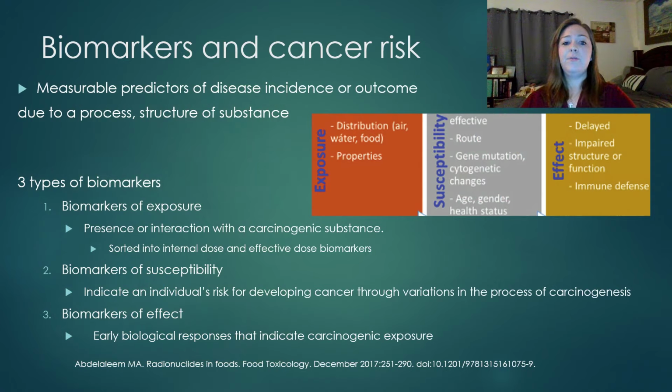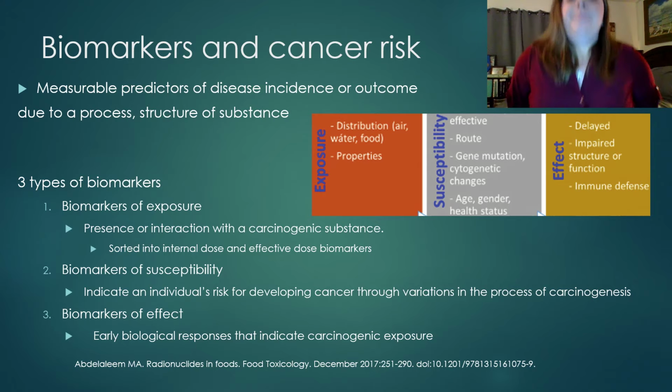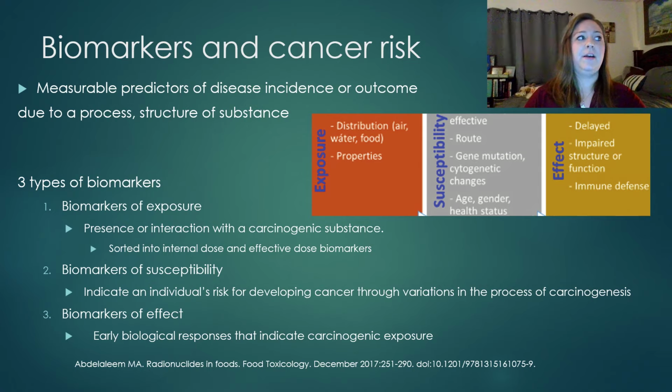So biomarkers are measurable predictors of disease incidence or outcome, and that can be measured from a process, a structure, or a substance. There are 3 different types or categories of biomarkers. The first category is biomarkers of exposure. Then we have biomarkers of susceptibility. And we also have biomarkers of effect.